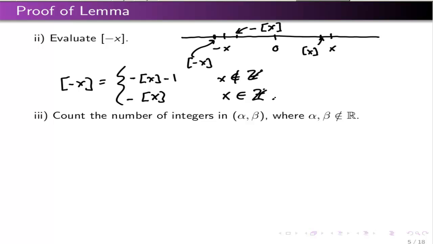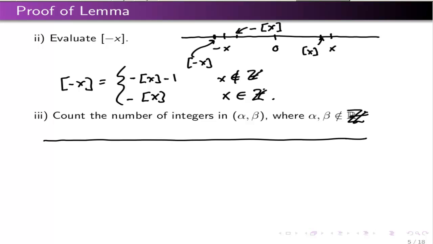And then finally, counting the number of integers in an interval where alpha and beta are not elements of the integers. That should be a Z right here. So here's alpha. Here's beta. Right here is bracket alpha, the greatest integer. And right here is bracket beta. And so I want to count the number of integers in this interval.